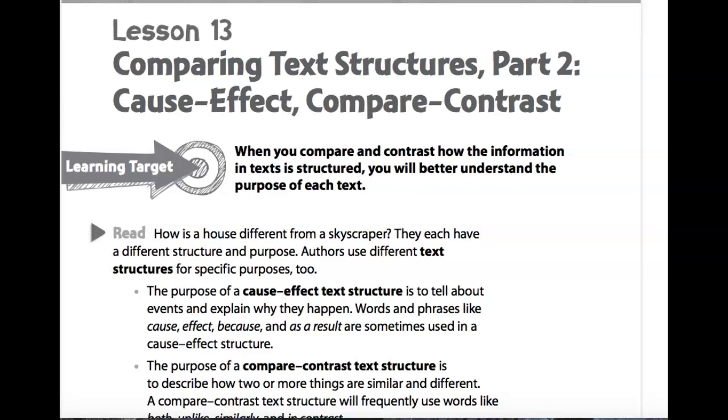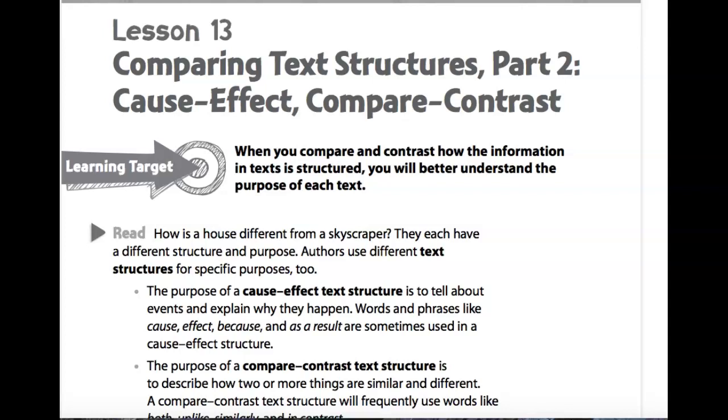Now, you may want to have page 12 handy because we're going to refer to some of the words that are in there, and that may help you to determine when you're looking at these paragraphs that we're going to be reading. But this lesson is about comparing text structures, cause and effect, or compare and contrast. Text structure just means the way that the author organizes the text that they're writing, how that information is written and organized for you to read.